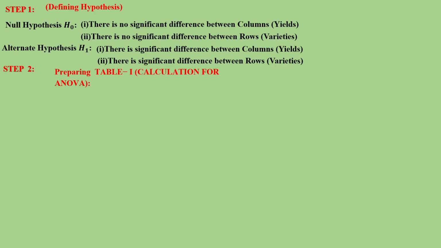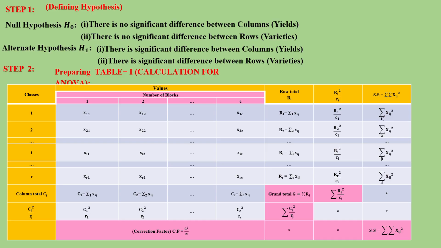Step 2, preparing and calculation of ANOVA table. So classes 1, 2, 3 and values, number of blocks 1, 2, 3, and you have to write the given data x11, x12, etc. Then first find the row totals R1, R2, R3 as usual. Then grand total G. Similarly, here you have to find the column totals also. First column total, that is C1. Second column total. That grand total will be sigma Ri, which is equal to sigma Cj. Both are equal, right?